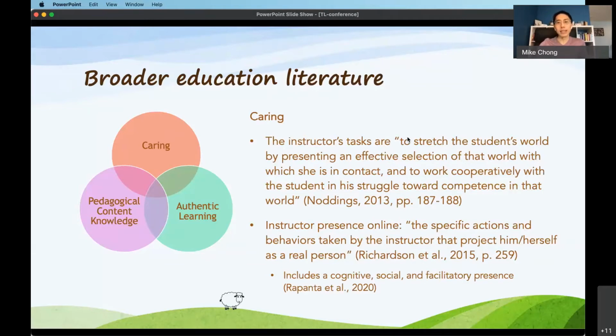One of the key concepts then was to develop an instructor presence online, which Richardson and others define as the specific actions and behaviors taken by the instructor that project him or herself as a real person. This includes what others have differentiated into cognitive, social and facilitatory presence. Cognitive refers to instructors considering the students' preparation for learning. Social is thinking about the different kinds of communication and interactions that occur. And facilitatory refers to the role of the teacher as a guide, as a mentor.